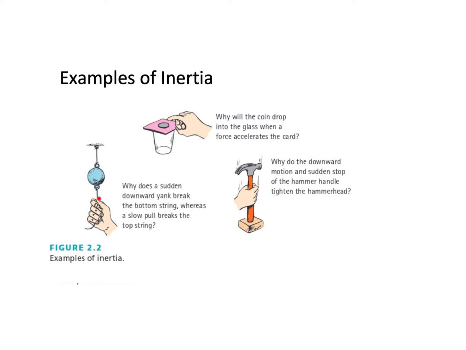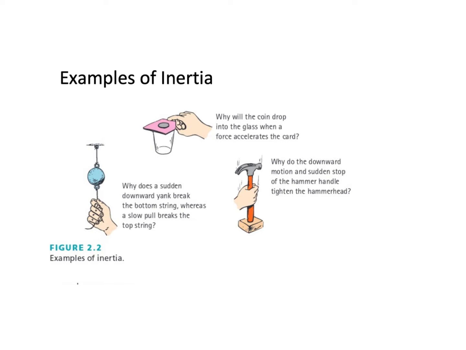But if you pull slowly, you can overcome the inertia of the top of the ball, and then that force gets transmitted to the top string, and that's the one that breaks. Because it's feeling both the weight of the ball plus the force that you're pulling down with. And in that case, the top string will break.